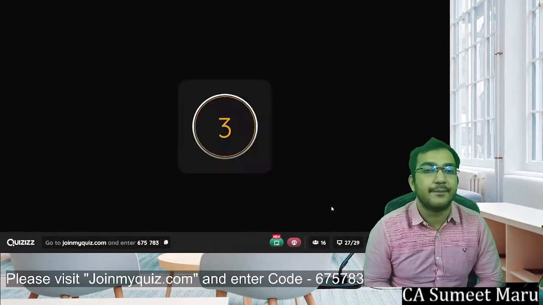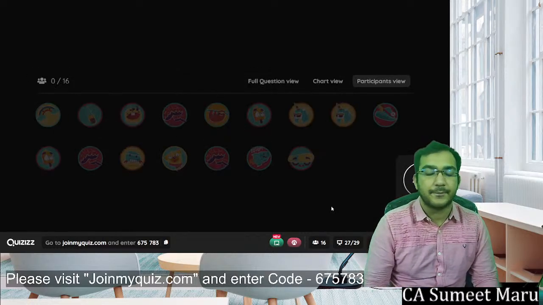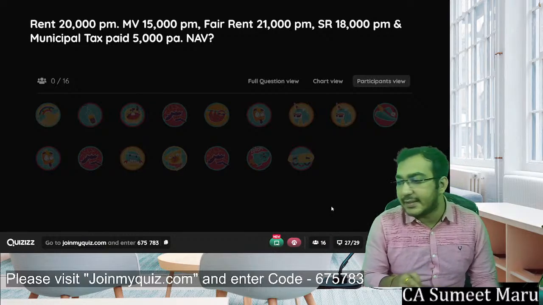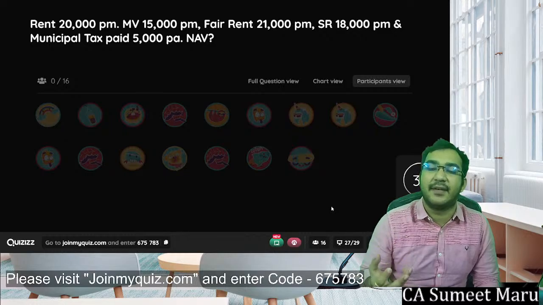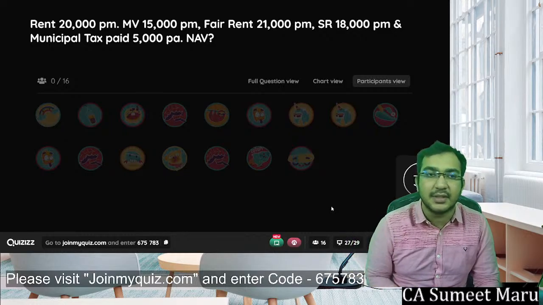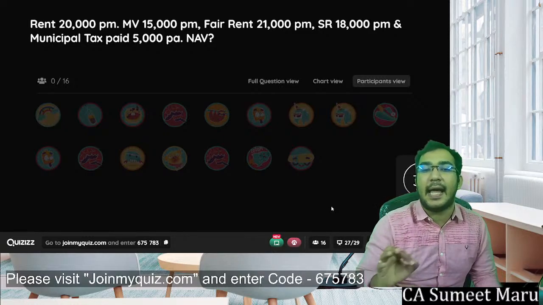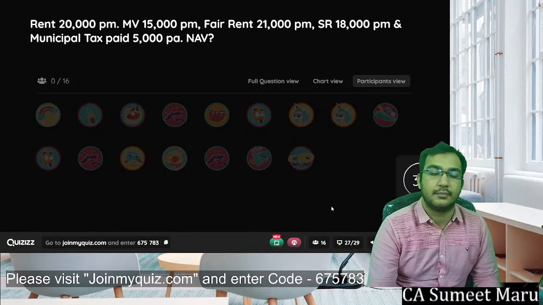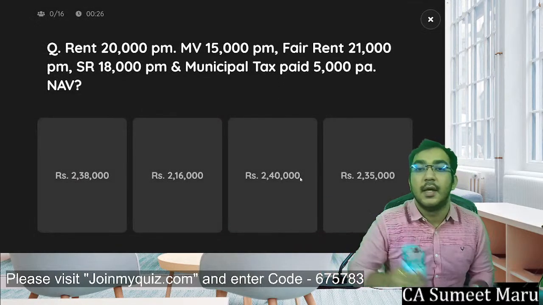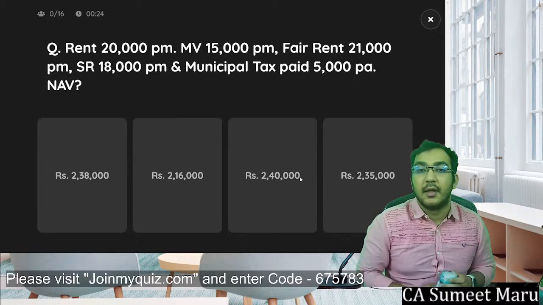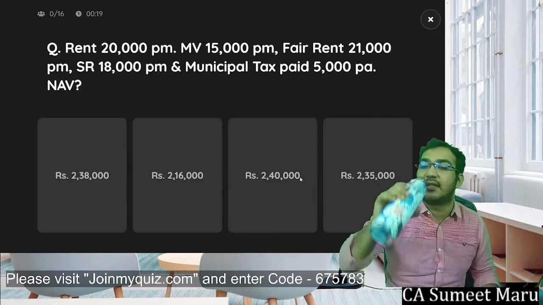Question number 27. Last third question for today. Rent is 20,000, municipal value is 15,000, fair rent is 21,000, standard rent is 18,000, municipal tax paid is 5,000. What is your net annual value? Yes, rent is given per month, and municipal taxes per annum. Pay attention to everything.